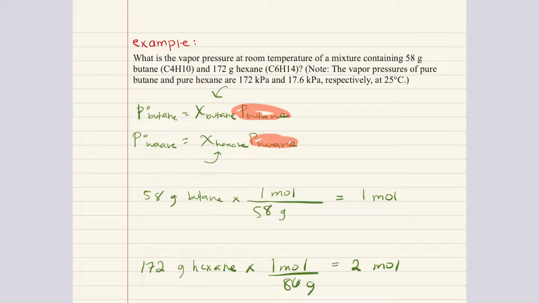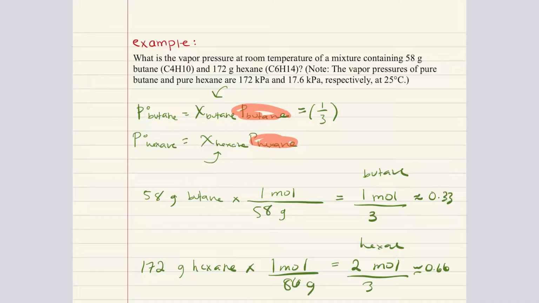Now, the mole fraction is calculated as the moles of the component divided by the total number of moles. The total number of moles is 1 plus 2. That's equal to 3. So the mole fraction for butane is going to be 1 over 3, which is approximately equal to 0.33. For hexane, that's going to be 2 over 3, and that's approximately equal to 0.66. Now we can start to plug things back into our expression so that we can calculate the vapor pressure of butane and hexane. Now, for butane, we're going to multiply the mole fraction, 1 over 3, by the vapor pressure of pure butane, which is 172 kilopascals.